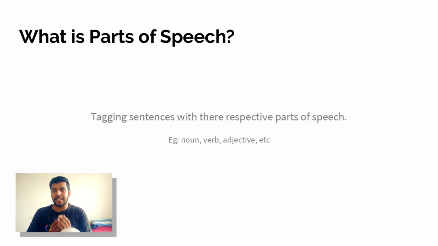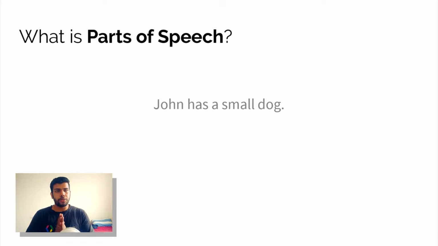For example, in a sentence there can be a verb, there can be a noun, there can be a proper noun, there can be a modal verb, adjectives, so on and so forth. So if we take an example, as we said, part of speech is just tagging sentences with the respective part of speech. Let's try and do one with an example.